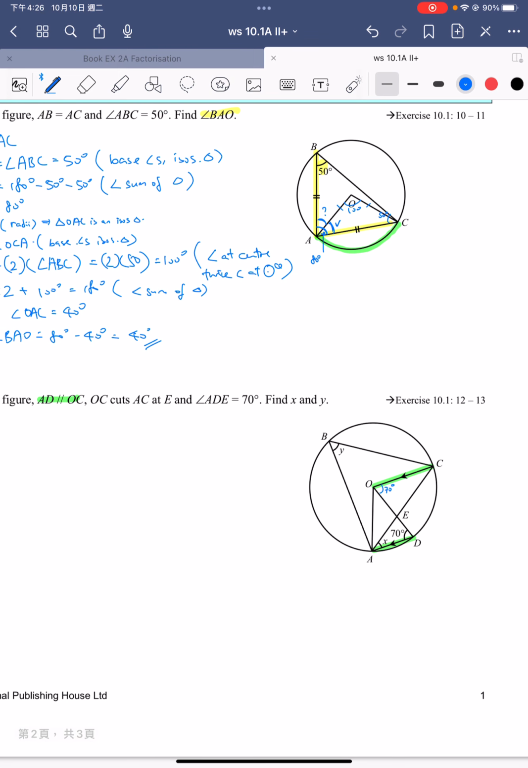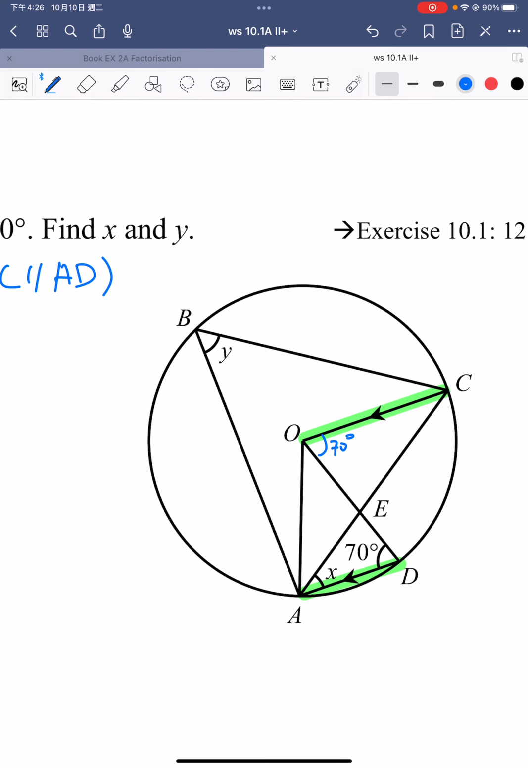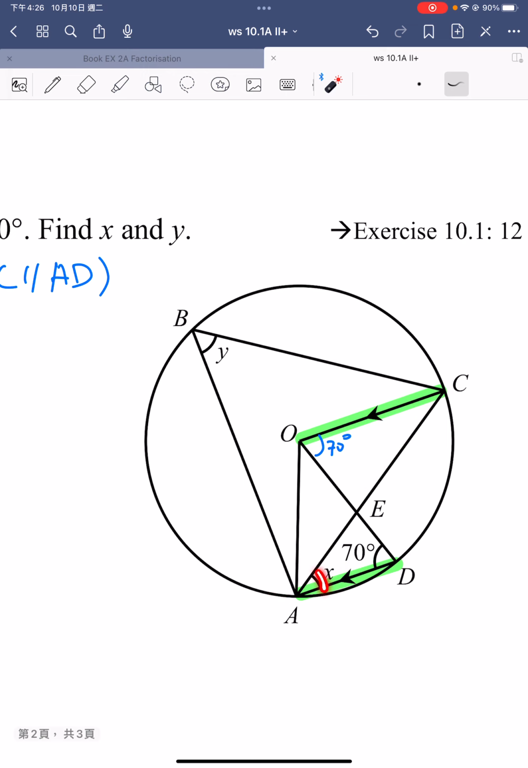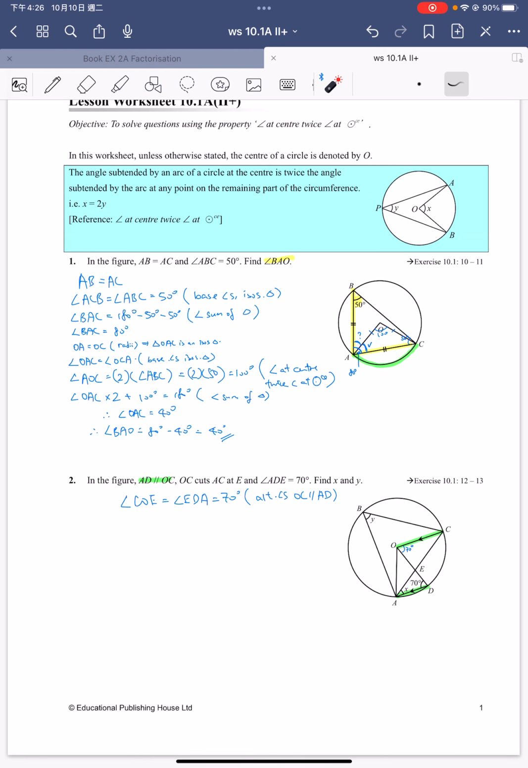Once you get some angles, just write it down. So now we have the angle COE. Angle COE is actually equal to the angle EDA, which is equal to 70 degrees. And the reason for this is the alternate angles, OC parallel to AD. So for this X, because we got this Z, right? This Z and these two lines are parallel. So this X and this angle C is going to be the alternate angle as well. So you can write it down.